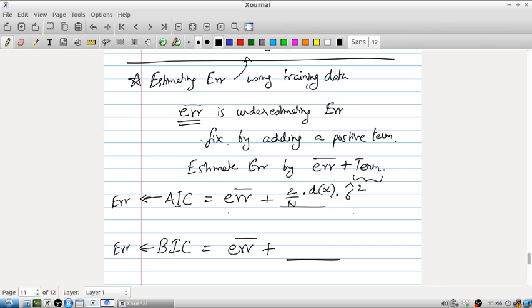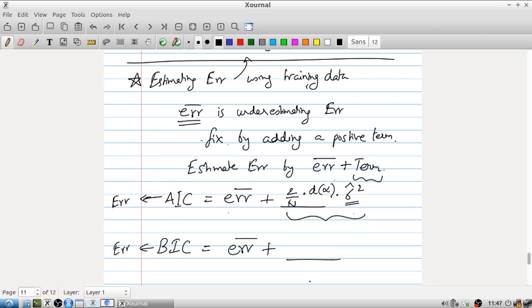So think of this as residuals. From residuals you can just compute the variance of the residuals. That's sigma hat square. So AIC, people suggested this correction, addition of a positive term to the training error. The error with a bar on top is also called training error. So just add a correction term like this, and this is your estimate of generalization error.